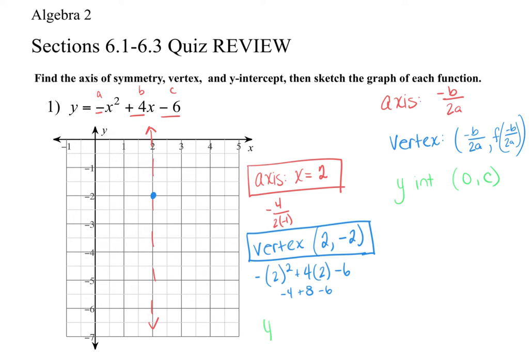And then my y-intercept here, that is going to just be 0 and whatever my c is. My c here is -6. So that is my y-intercept. And I'm going to go to 0, -6 and put a point there. Remember, you can mirror a point across. So if I have this point here and it's 2 away, I can go 2 away on the other side and put another point. And then I have everything I need to graph. So I'm just going to graph my parabola at that point. That is when it is in standard form.